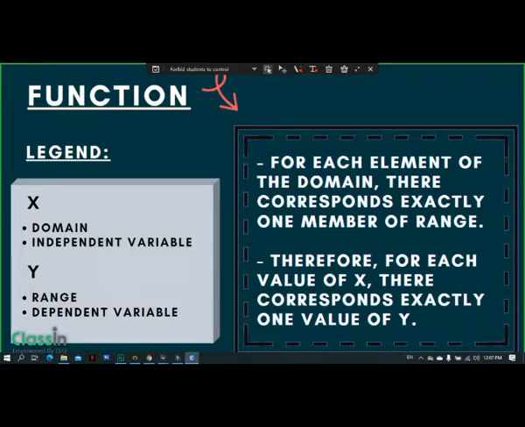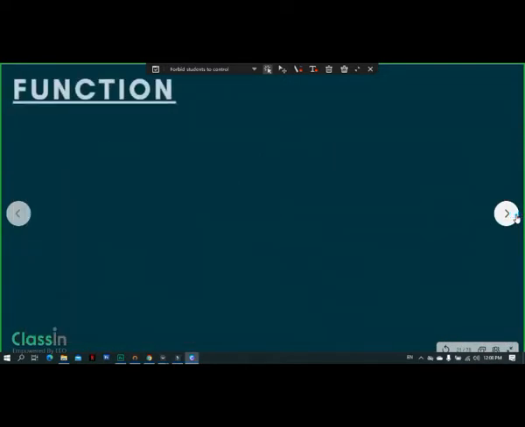So, ano po ibig sabihin na nasa taas? For each value of x, there corresponds exactly one value of y. So, yun nga. Si x ay dapat may relasyon lang sa isang y. Isa lang na y. Hindi pwedeng marami. Meaning, dapat yung x natin ay unique. Hindi siya pwedeng magkaroon ng relasyon pa sa ibang letters. Kay y lang. Nagkakaintindihan po? Okay, let's proceed.